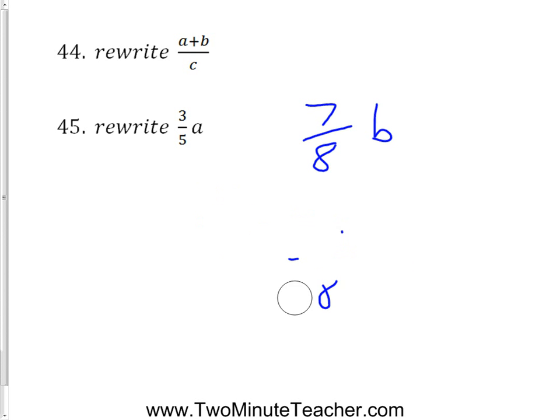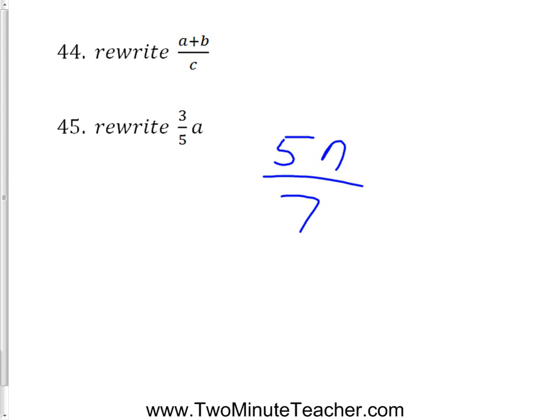Okay, or maybe it comes in as 5n over 7. That's the same as 5/7 n. All right? Okay, let's move on.